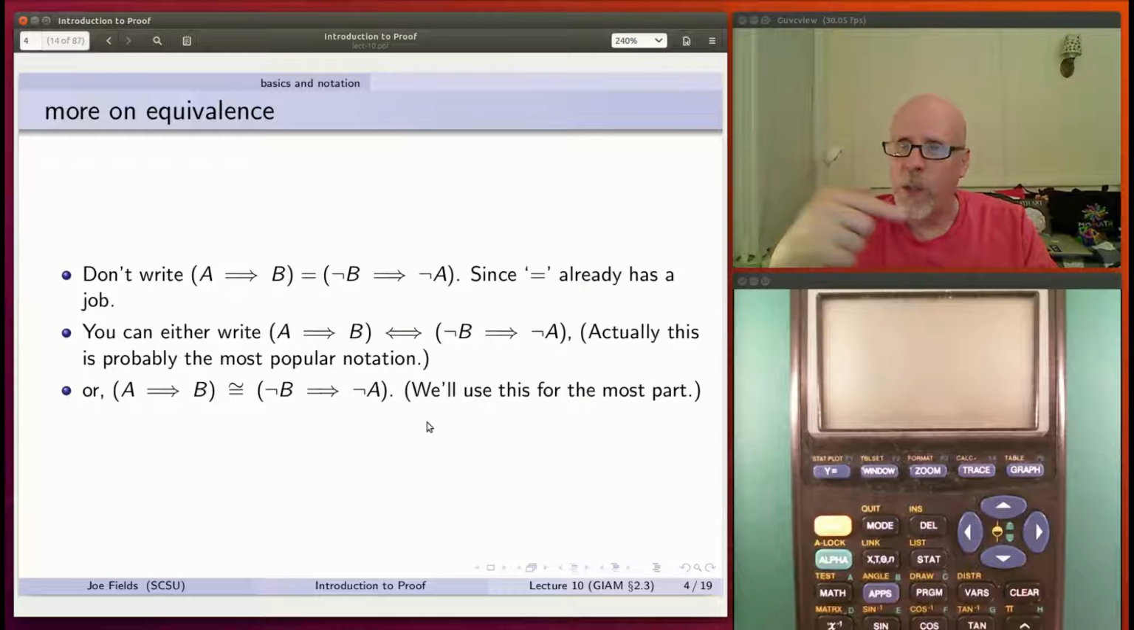But you should be ready to switch at a moment's notice. It's really not that big of a deal, right? The funny equal sign and the double-headed arrow literally are synonyms. They're two different ways of saying the exact same thing.